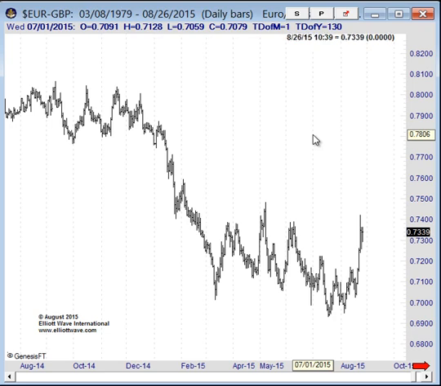What I want you to do is just pause the video for a few moments and take a shot at actually labeling this price chart. And then I'll walk you through the process I employ whenever I'm looking at a price chart, sometimes for the first time.